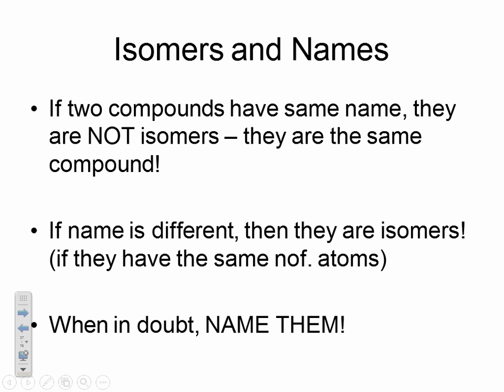Quick comment about isomers and names. An easy way to check to see if these 2 compounds are in fact isomers of one another, or if they're simply the same compound, the exact same compound, drawn a slightly different way, is to name them. If the names of the 2 compounds are different, if you're following all the naming rules and you get different names and you have the same number and type of atoms, then you know you have isomers. But if they have the same name, then they're just the same compound. So that's a quick check: name them and see.